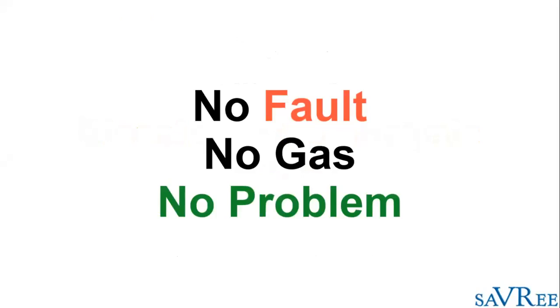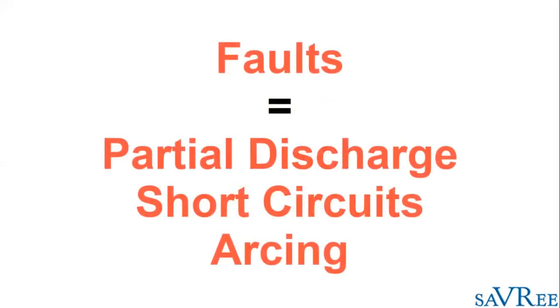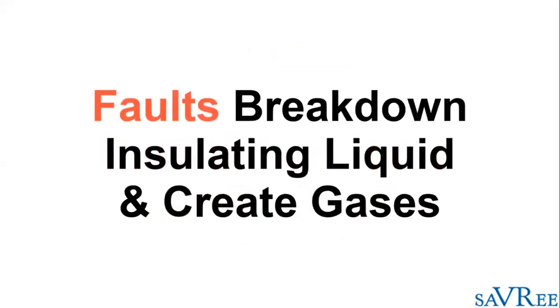But what does happen is, when we do have faults within the main electrical transformer tank, so this could be between the windings and the core or between the windings themselves, those small electrical discharges will heat up the insulating liquid, and it will cause the insulating liquid to break down. And when the insulating liquid breaks down, it actually produces gases.